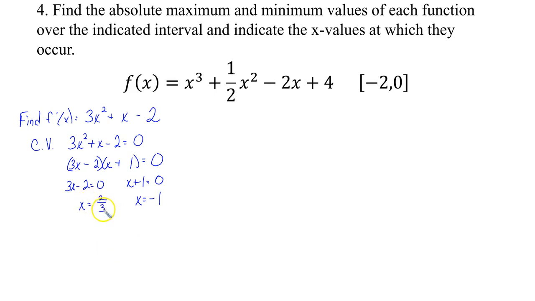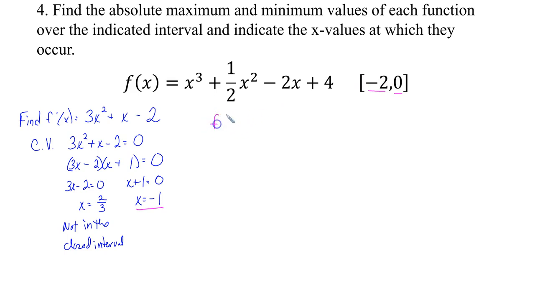Now let's check. Are both of our critical values on this interval from -2 to 0? And the answer is no, they are not. X is equal to 2/3 is not in the closed interval. So even if it would have given me a relative max or min, I don't care because it's not in the closed interval, so I'm not going to use it. So the only values I'm going to use are -1, -2, and 0.